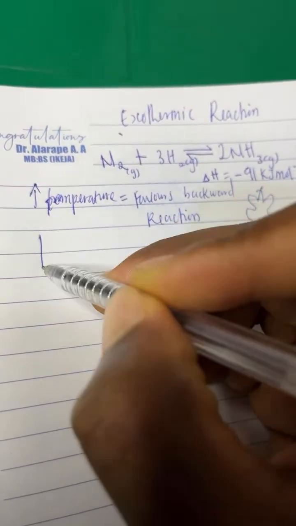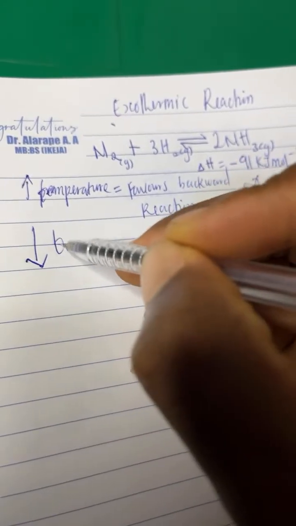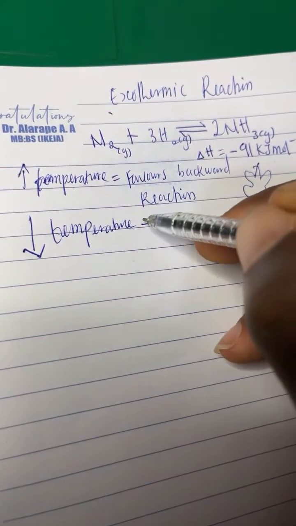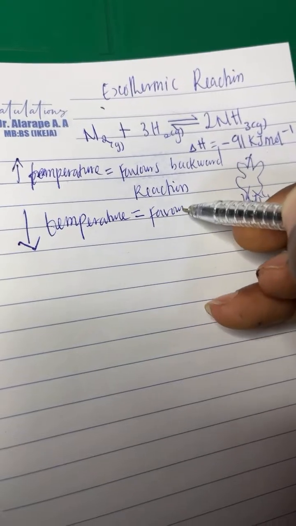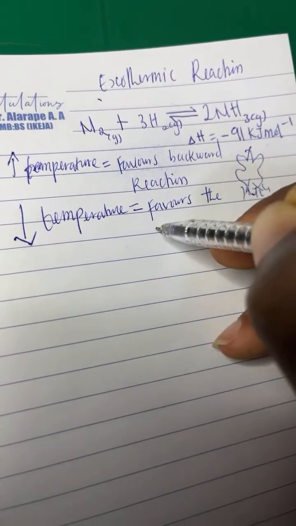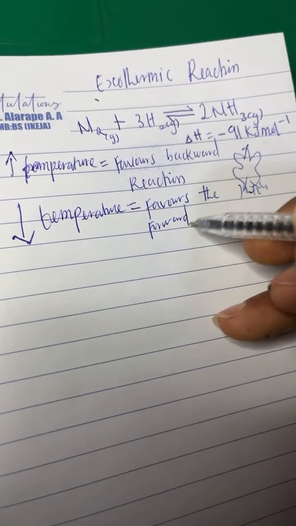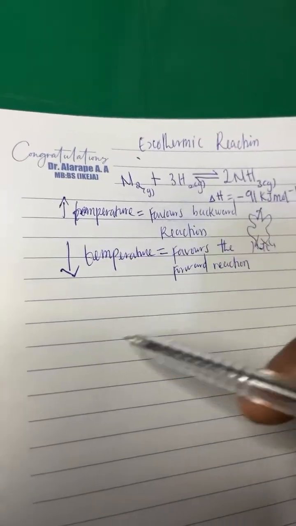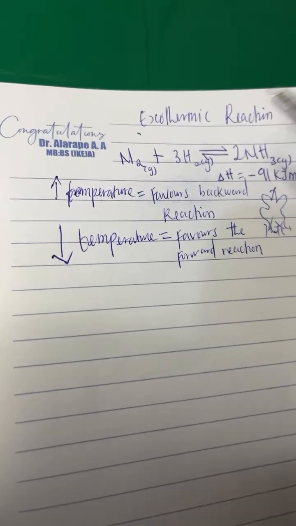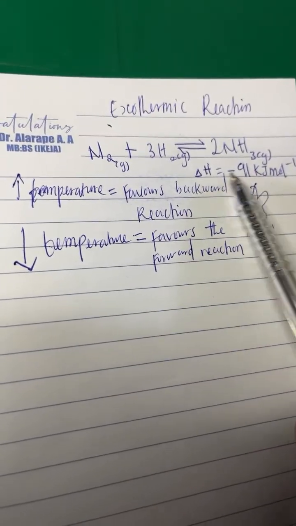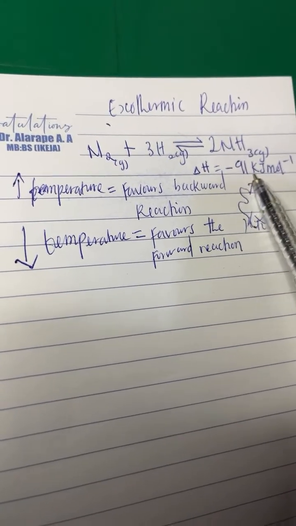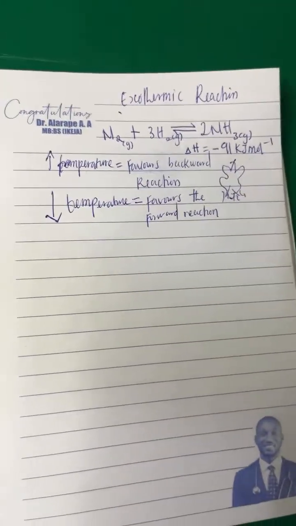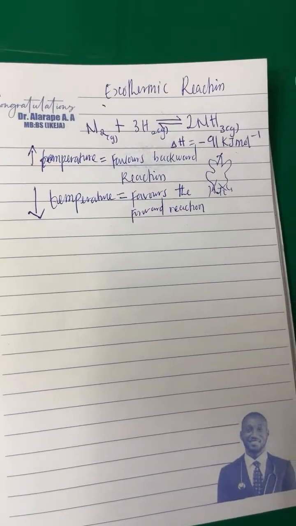So now, if the temperature is decreased for an exothermic reaction, it favors the forward reaction. Right? Hope people are following me. That is for an exothermic reaction. So now I want to ask you a question. For this reaction, where the delta H, or the enthalpy, is minus 91 kilojoule per mole, which part of the reaction will be favored if the temperature is decreased?